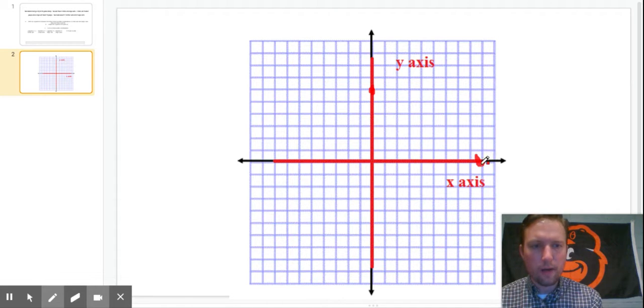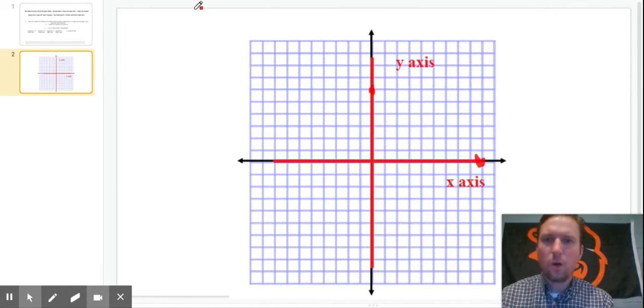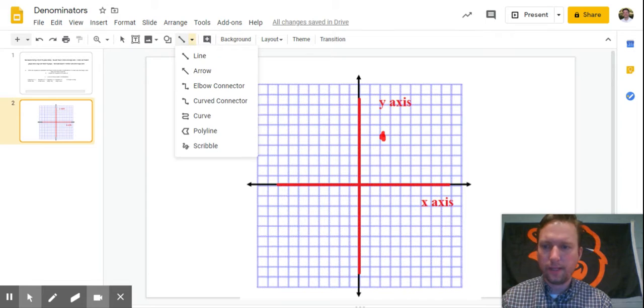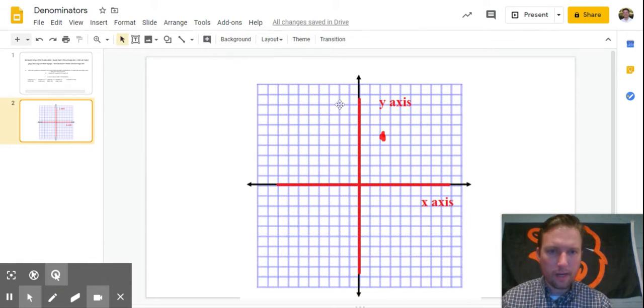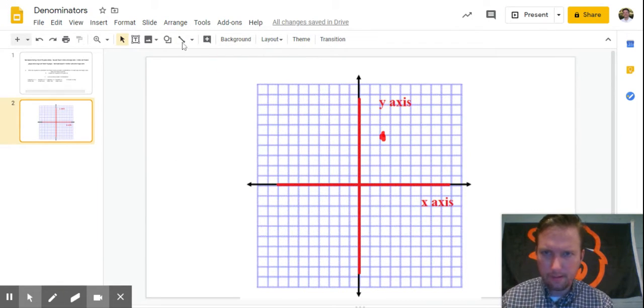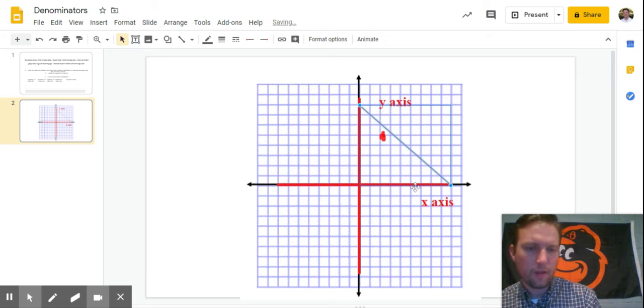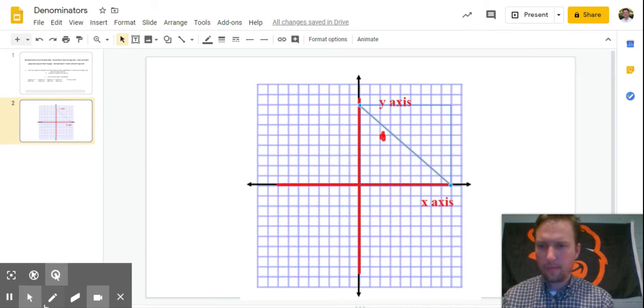And what we're going to do, whoa, that got a little crazy. What we're going to do is graph this, okay? So in order to graph this, we can draw a line between the 2 points. We're going to draw a line from our 1 point to our other point, from 0, 12 to 18, 0.